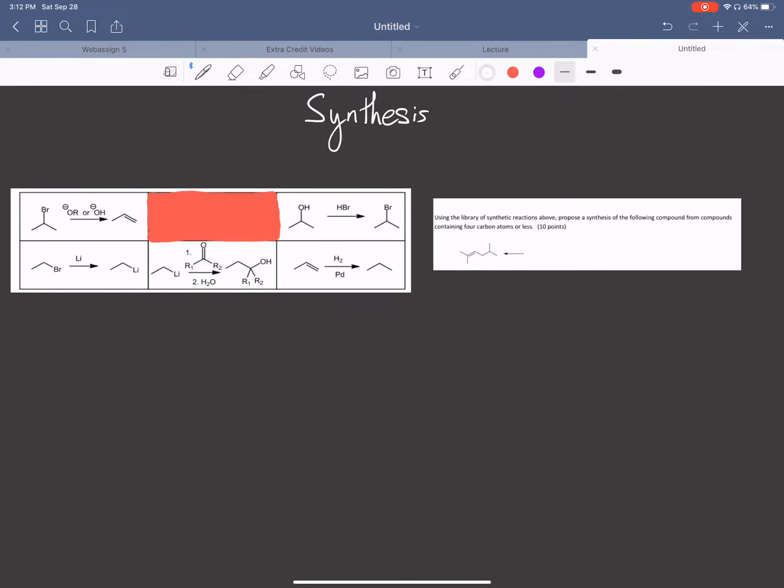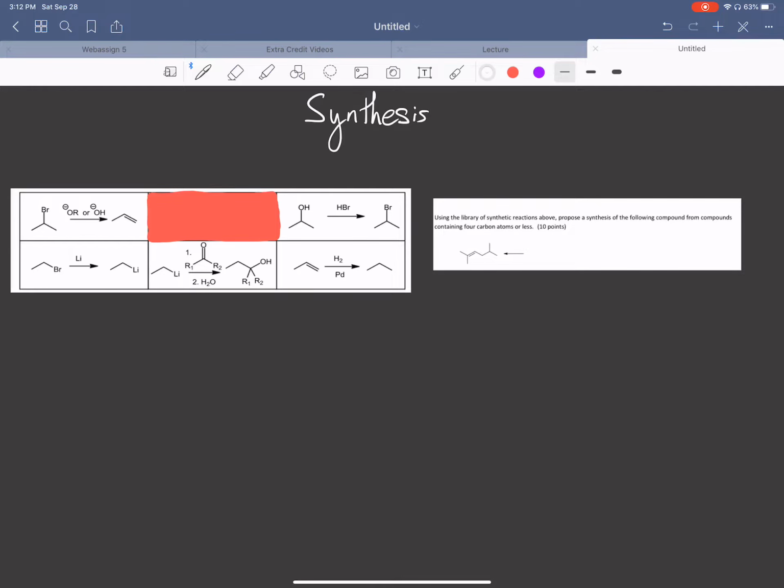So it says, using the library of synthetic reactions, propose a synthesis of the following compound from compounds containing 4 carbon atoms or less. Okay, so usually in synthesis questions, they're going to ask you to start from a certain number of carbons. And so that means that your starting reagents have to have either 4 carbons or less. Now they gave you the final product, so you now have to figure out what you start with.